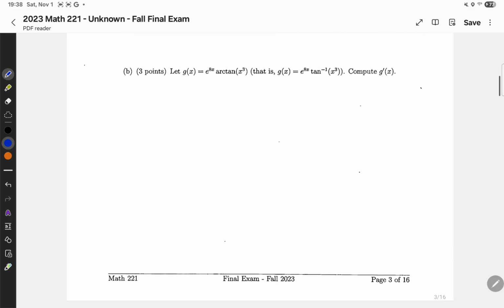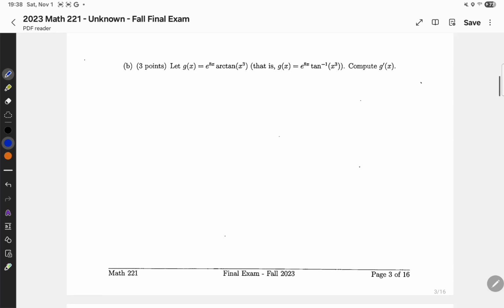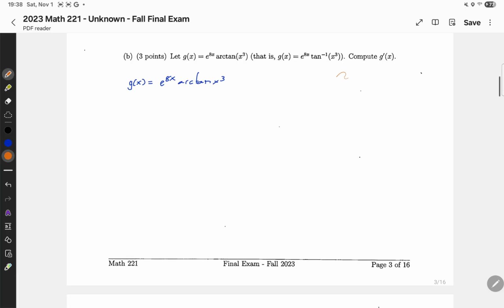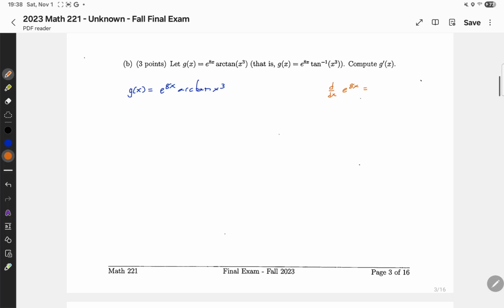All right, for this next one, part B, we have g of x is equal to e to the 8x, arctan of x cubed. Actually, I should be writing this out. g of x equals e to the 8x times arctan of x cubed. This is going to be a little bit of chain rule, a little bit of product rule. So let's first write out these two derivatives. So the derivative with respect to x of e to the 8x, I'm not going to bother writing the full u sub, but you absolutely could on your scratch paper. This is just going to be 8e to the 8x, like this.